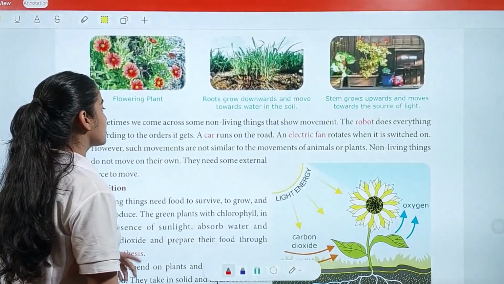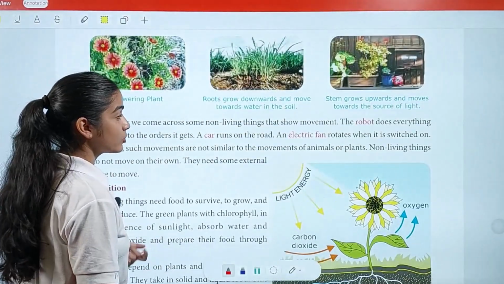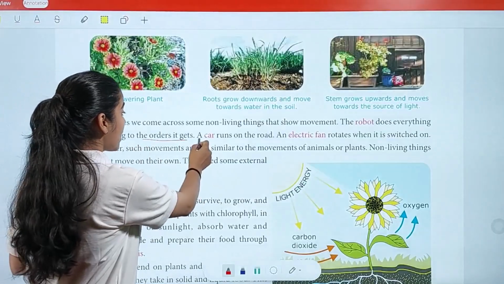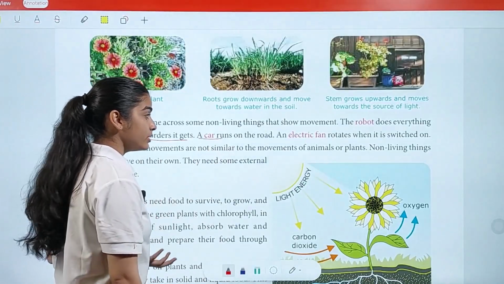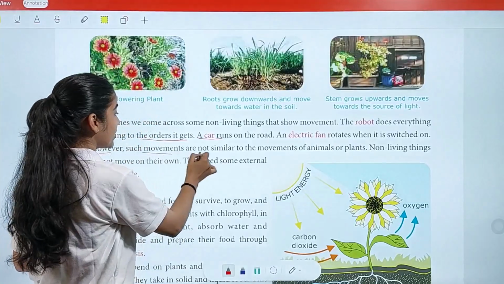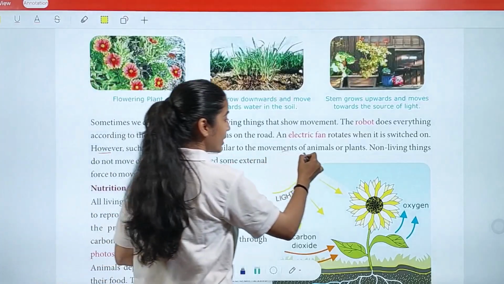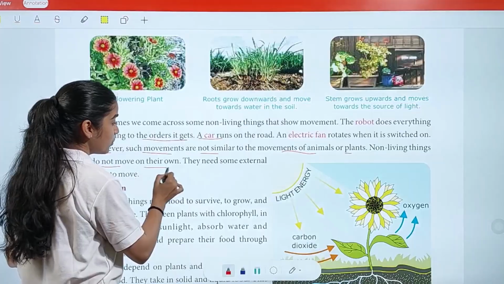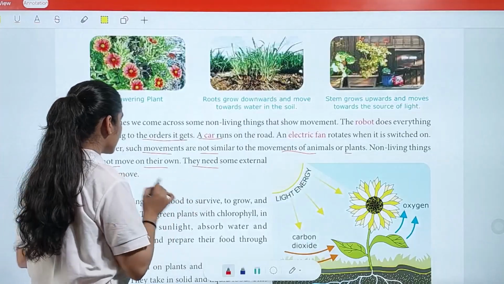Sometimes we come across some non-living things that show movement. The robot does everything according to the orders of Gates. A car runs on the road. An electric fan rotates when it is switched on. However, such movements are not similar to the movement of animals or plants. Non-living things do not move on their own. They need some external force to move.